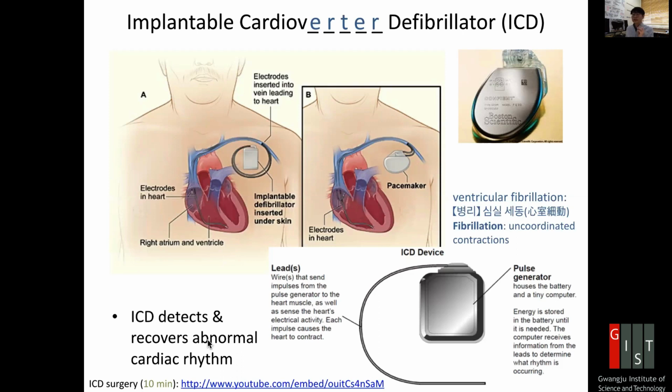To implant this device, a patient needs surgery, and I found a helpful YouTube video for ICD surgery, and I hope you can watch this and see what the medical process looks like, what kind of biomedical devices and instruments are necessary for this procedure.